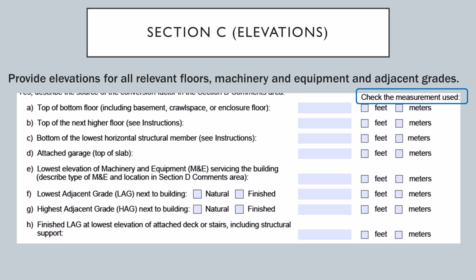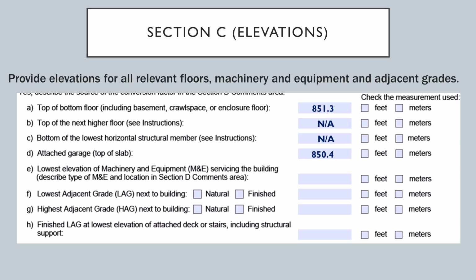For example, if the EC is for a one-story slab-on-grade building with an attached garage in an AE zone, the building would have an elevation for C2A, the top of the bottom floor. Since it's a one-story slab-on-grade building, it would not have an elevation for C2B, top of the next higher floor. The EC instructions say to enter NA for this, so we expect to see an NA for C2B. We would also expect to see an NA for C2C, the bottom of the lowest horizontal structural member, since this building is in an AE zone, not a coastal V zone.